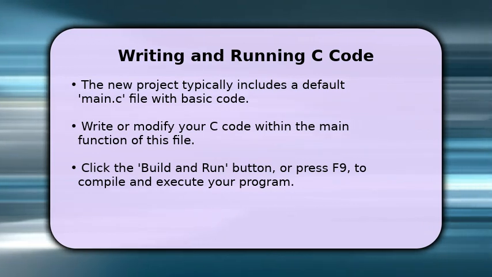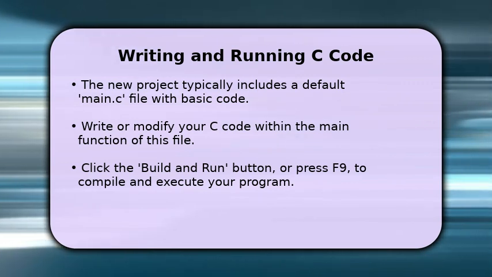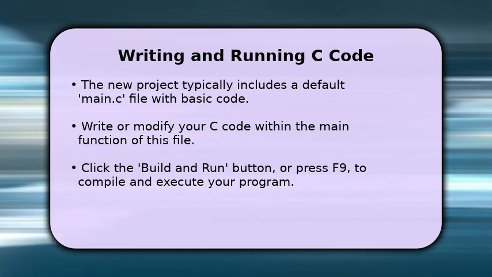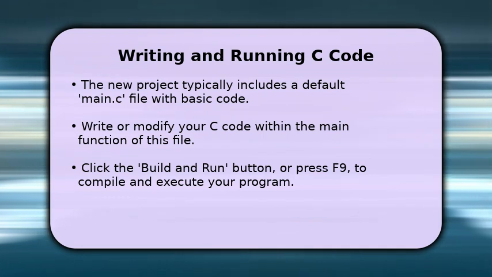After creating your project, Code::Blocks will usually open a main C file containing a simple Hello World program. You can write your own C code inside the main function. To see your program in action, simply click the Build and Run button, which looks like a gear and a green play icon, or press the F9 key. This will compile your code and then execute it.